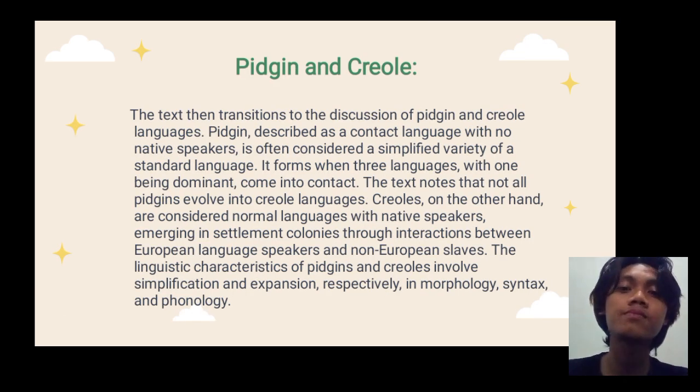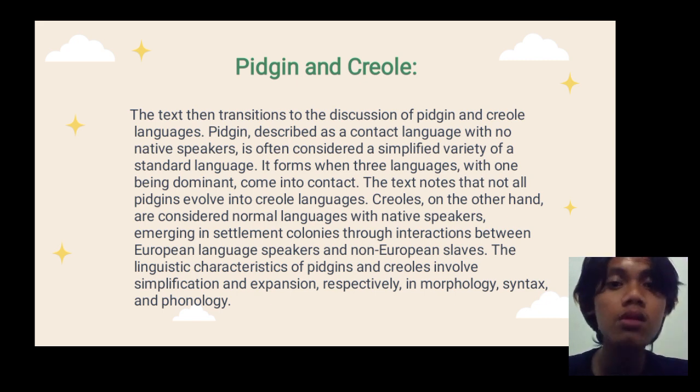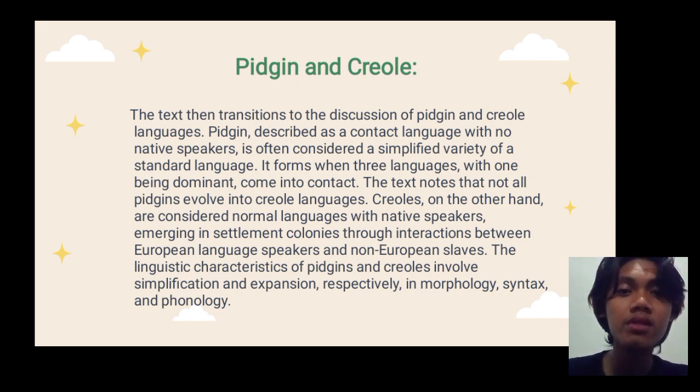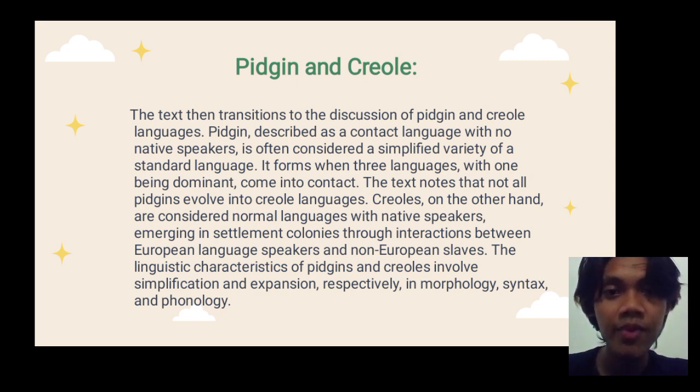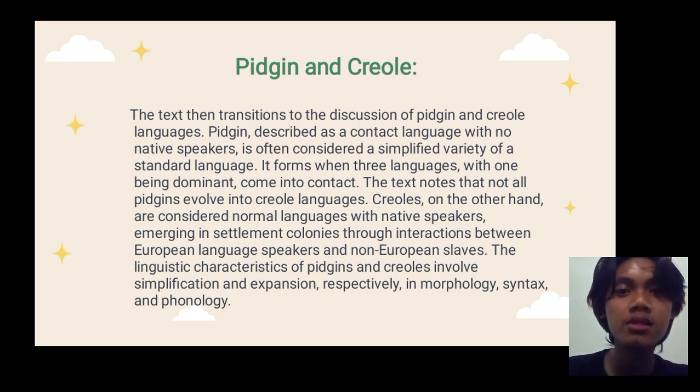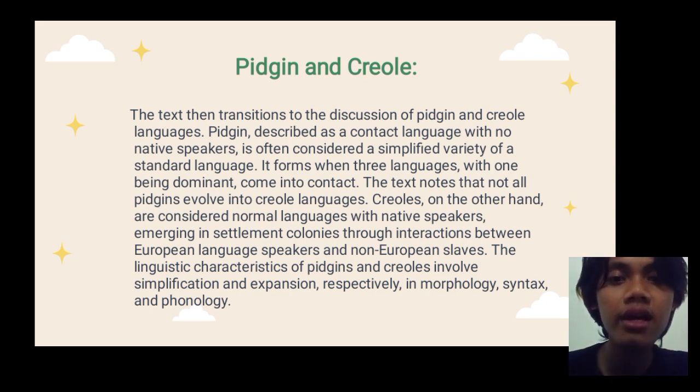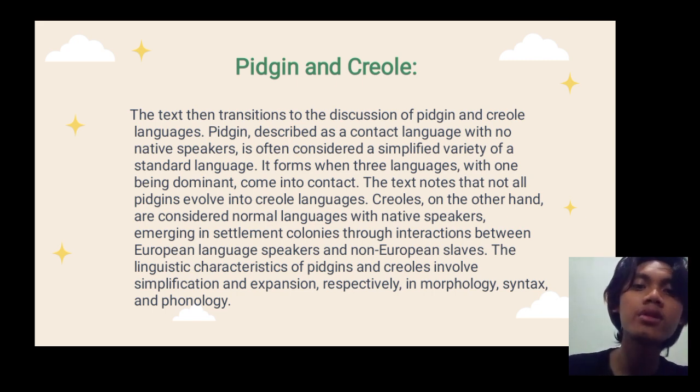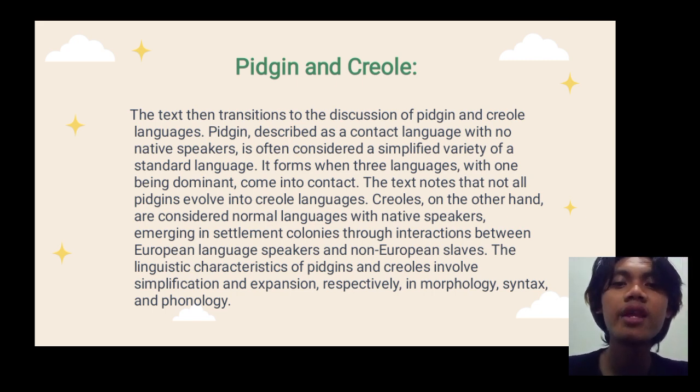Pidgin and creole. The text then transitions to the discussion of pidgin and creole languages. A pidgin is described as a contact language with no native speakers. It's often considered a simplified variety of a standard language. It forms when three languages, with one being dominant, come into contact. The text notes that not all pidgins evolve into creole languages.